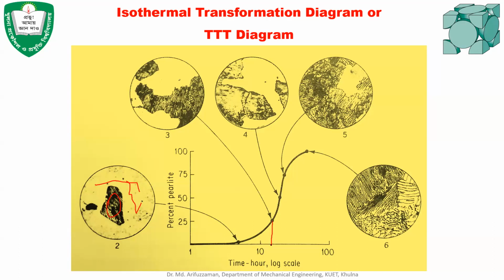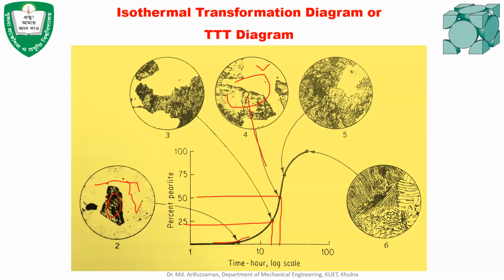After like 18 hours, there is 25% perlite, and after a longer time, like 36 hours, you get 50% perlite. Okay, that is showing the 50% perlite and the rest 50% martensite. And if you keep it for a longer time, then you'll get more perlite, and at some point you'll get 100% perlite. Okay, so you need to plot this graph actually, like at what time how much perlite has been transformed. You get this graph.